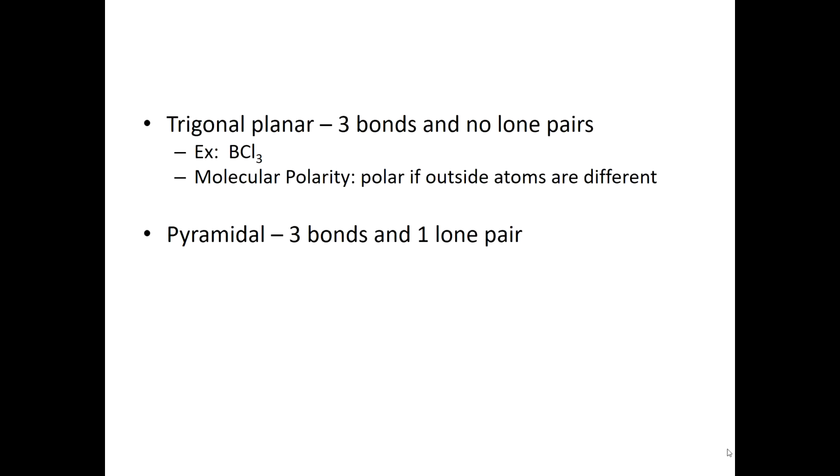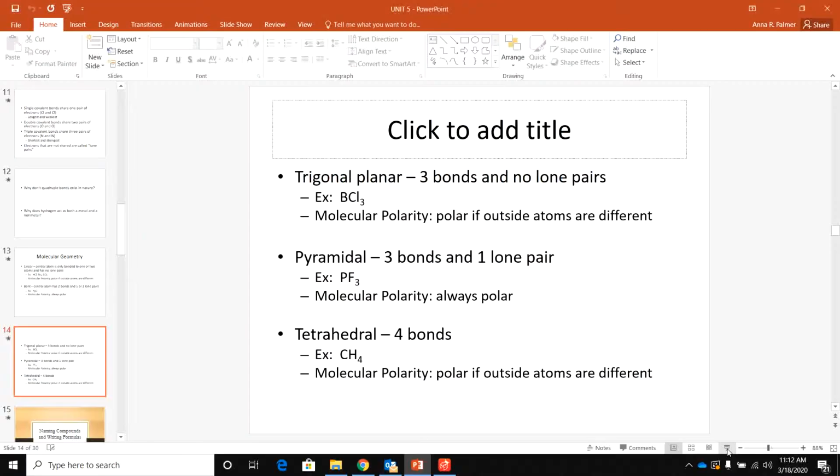The fourth shape is similar to trigonal planar in that it involves 3 bonds, but the difference is that now the central atom has a lone pair. This shape is called pyramidal. So the example I'm going to give you is PF3. And remember, anytime the central atom has a lone pair, it's always polar. So just like bent, pyramidal shapes are always polar.